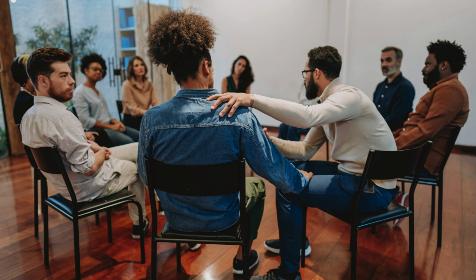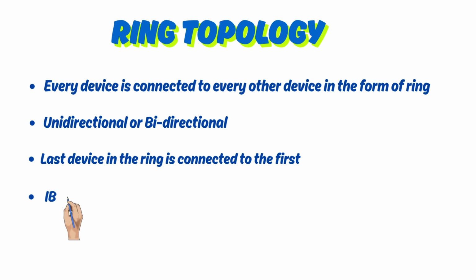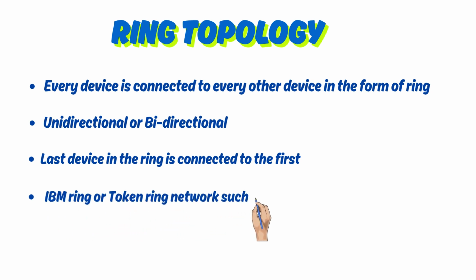The ring topology was commonly used in the token ring network, which is an old IBM networking standard. It was also used by fiber distributed data interface systems. This topology is useful in an environment where data is predictable and orderly communication is required.